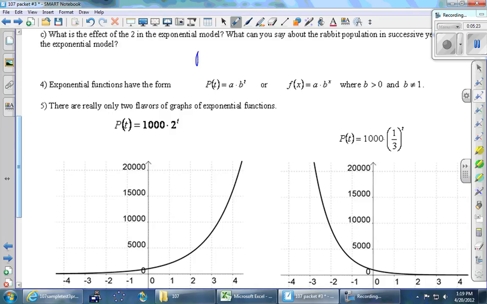Okay, let's make sure that we understand that this is a generalization of the example we just saw. We looked at 1,000 times 2 to the t. That was our rabbit formula. What letter is the 1,000 in this new general thing? That's the A. What's the 2? It's the B. Okay, so we've got our general formula right here.